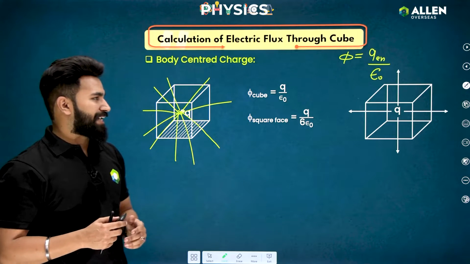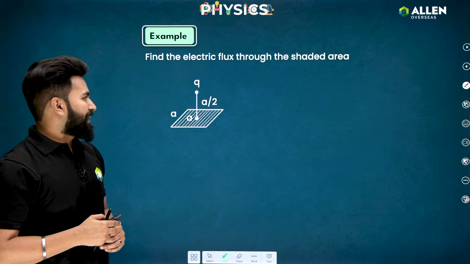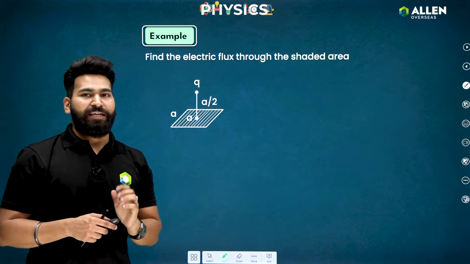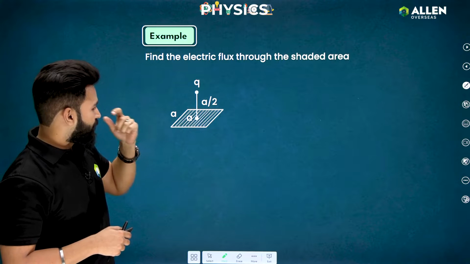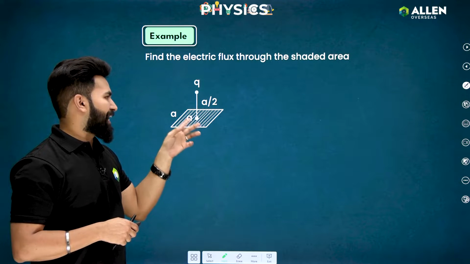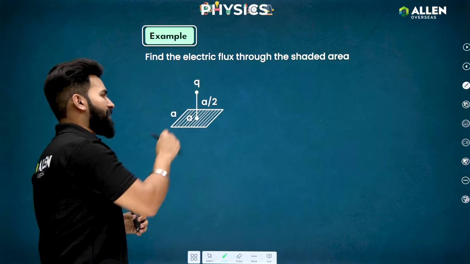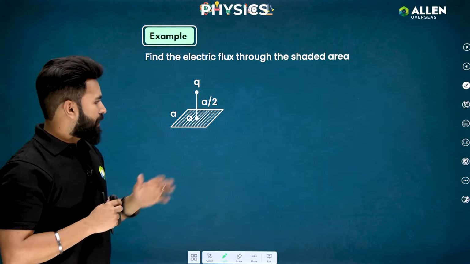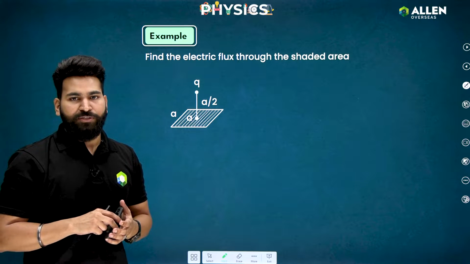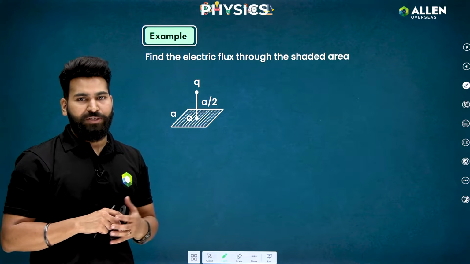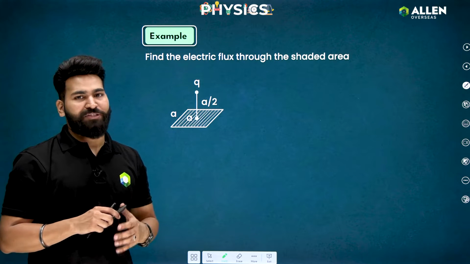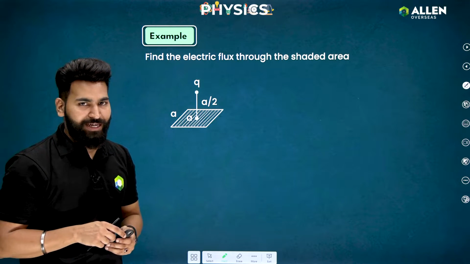Moving on to the next category. It says, find the electric flux through the shaded area. As you can notice, this shaded area is basically a square of side A, and the charge is placed at a height of A by 2. As we know, if I want to calculate the electric flux using the Gauss law, I need a closed surface, which is not present over here. So I'll have to close this surface so that I can use the Gauss law, right?